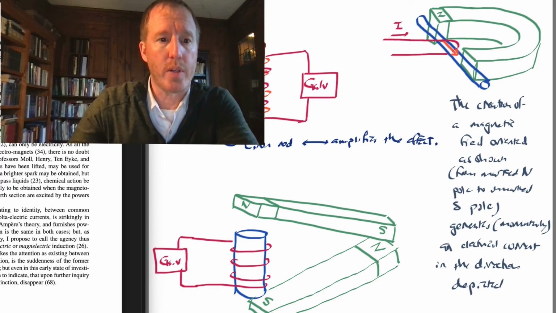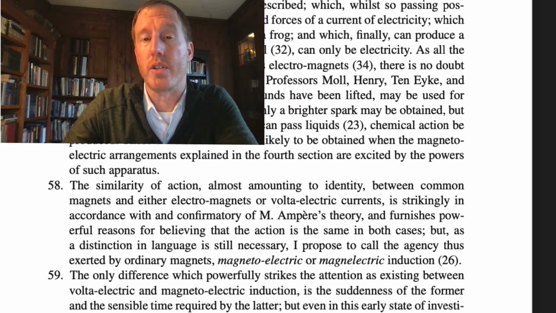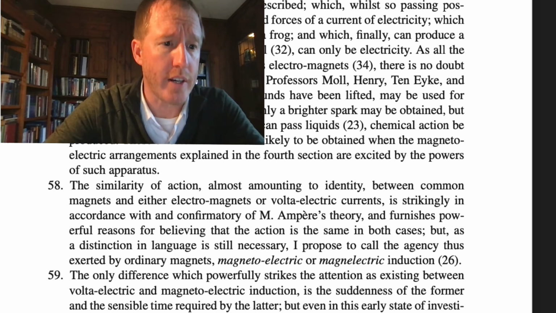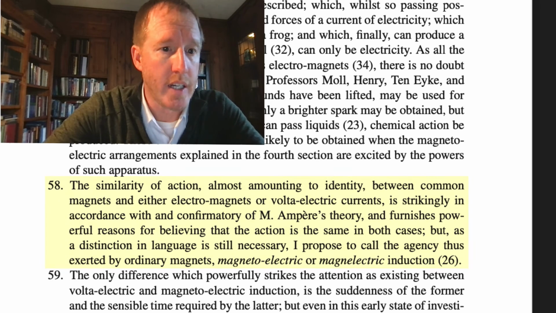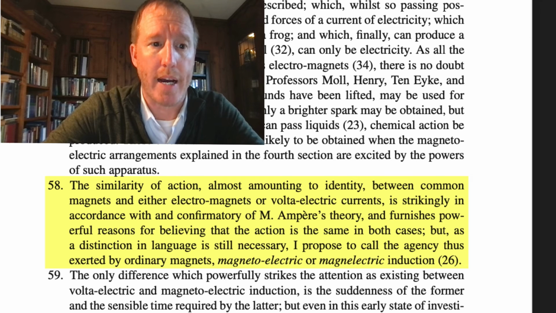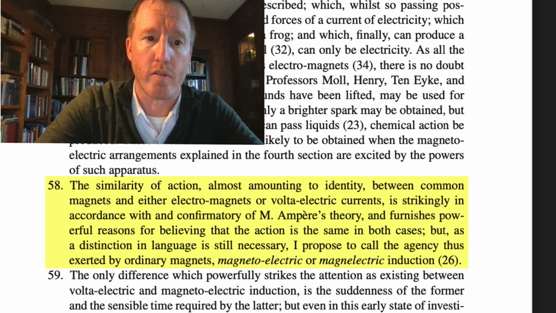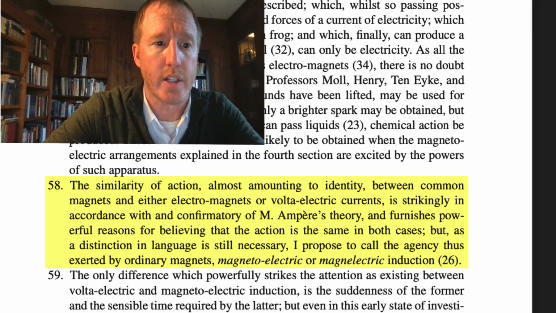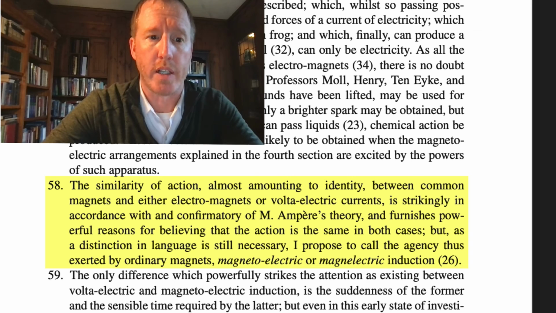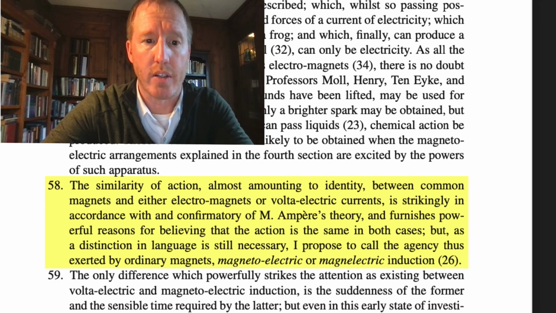So he's doing these various experiments to sensitively detect electrical currents that are generated by these magnets. At the very end, in section 58, he says the similarity of action almost amounting to identity between common magnets and either electromagnets or volta-electric currents is strikingly in accordance with and confirmatory of Mr. Ampere's theory and furnishes powerful reasons for believing that the action is the same in both cases.